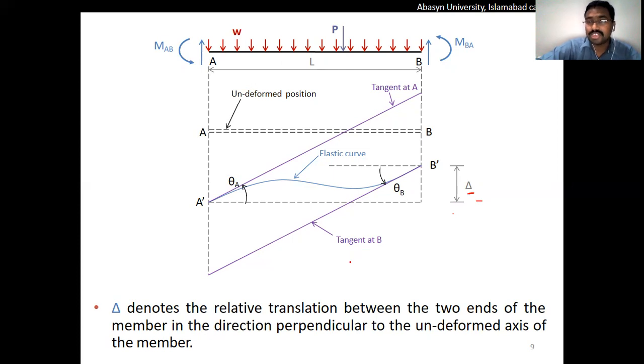So delta is basically the deformation part, or it's called the relative translation in the y-axis generated due to the applied moment, and it is measured from the undeformed axis, or from the neutral axis, towards the bending point.